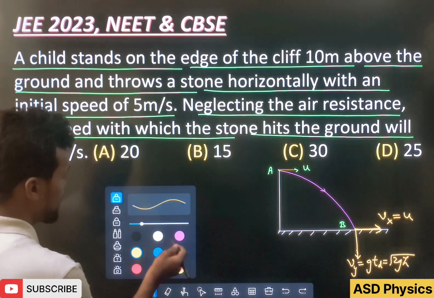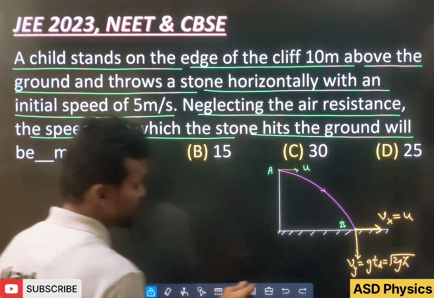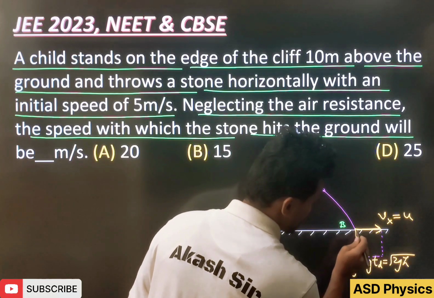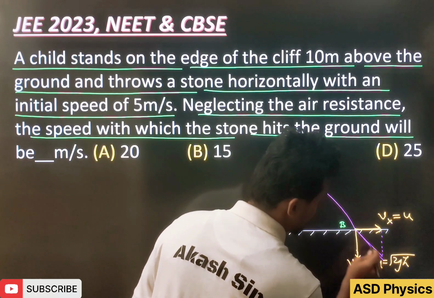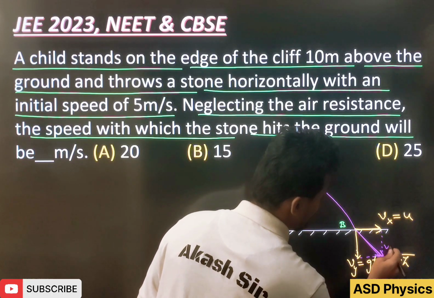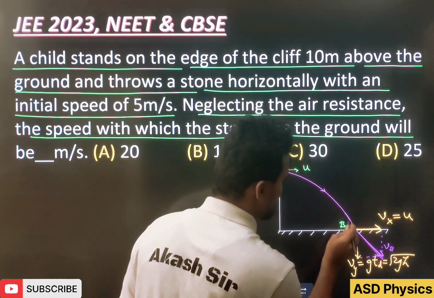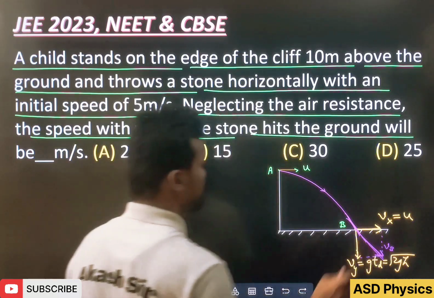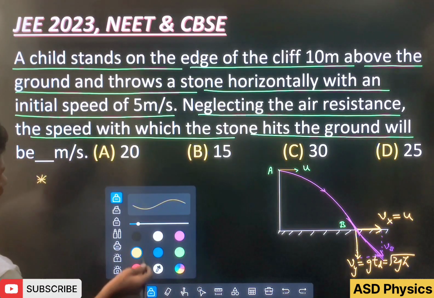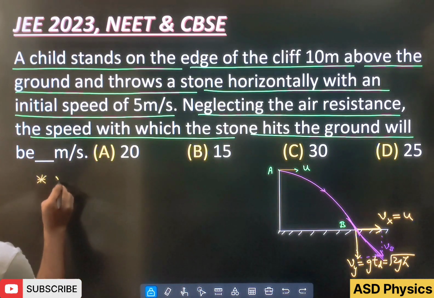So what is the resultant velocity? For the resultant velocity, we just have to draw a rough parallelogram like this, and this will be the resultant velocity. I will call it Vb, and it should go in the same direction like this. So we know very well, if I write the velocity in the horizontal direction, what is given here?